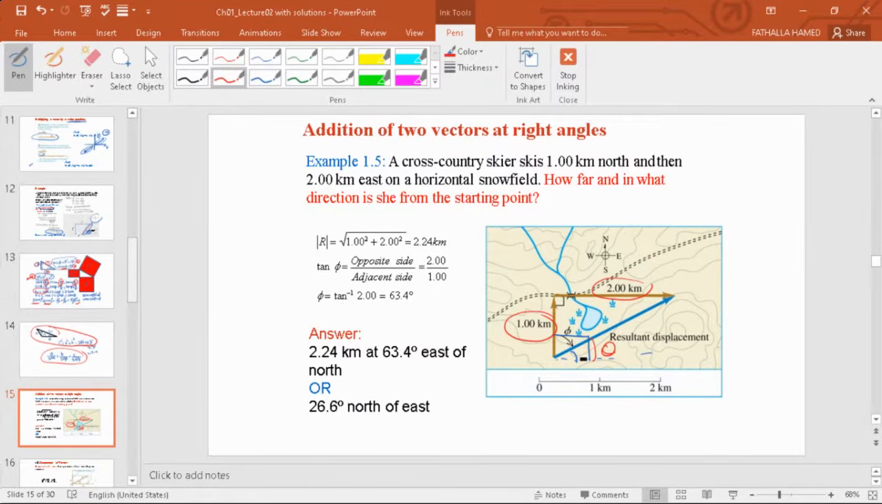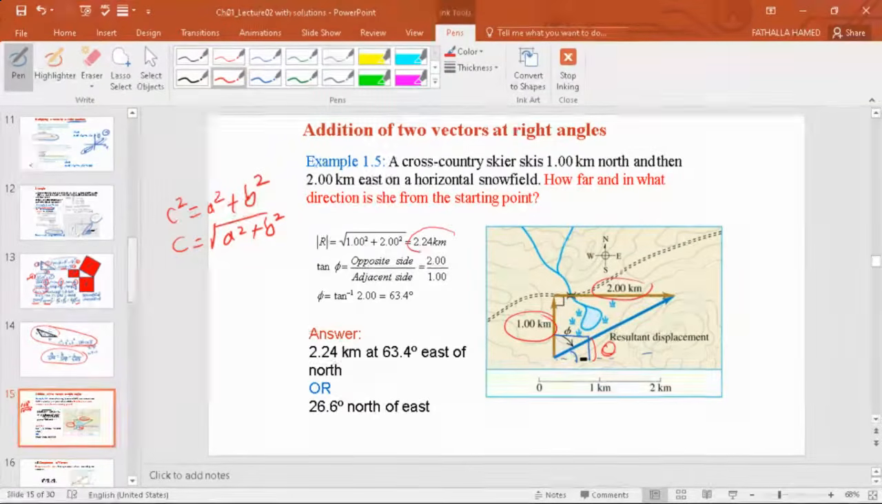You don't have to measure things now. You don't have to take a ruler and protractor and do these things. What you have to do now is, you know that the magnitude of this vector here, using what we learned, that c squared is equal to a squared plus b squared. So c will equal the square root of a squared plus b squared. So r here will equal the square root of 1 squared plus 2 squared, and this is basically the magnitude of your vector.